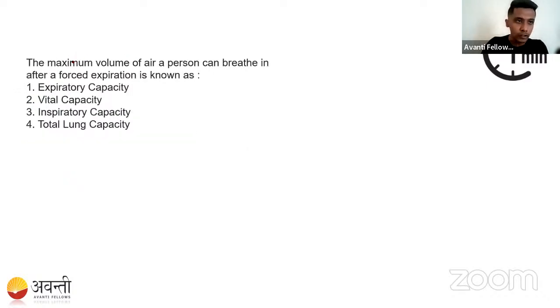Okay, so we have our next question. The maximum volume of air a person can breathe in after a forced expiration is known as: expiratory capacity, vital capacity, inspiratory capacity, or total lung capacity. Okay, so I'll relaunch the poll. You can answer this question in a minute. It is a very direct question, students.